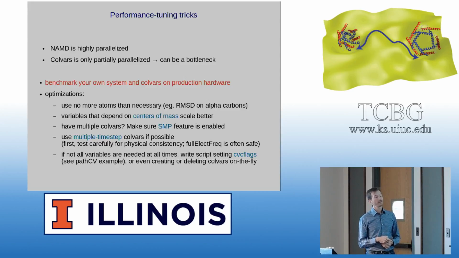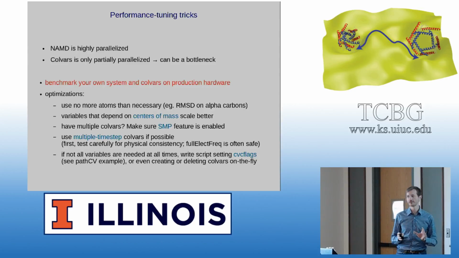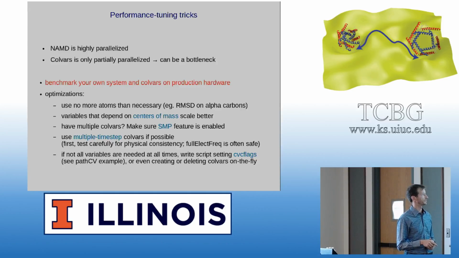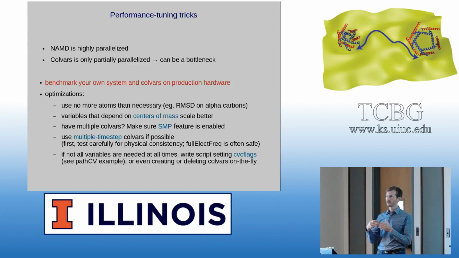But then, if you have a slow variable, you can use multiple time steps to reduce the frequency of the Colvars calculations. Don't go overboard with that. I've done some tests with very, very low frequencies, and it seemed to run fine. But in theory, you're not supposed to go further than the longest time step of your MD integrator. So be cautious with that, but running at full electrostatic frequency should be safe if you have forces that are as smooth as long-range electrostatic forces.